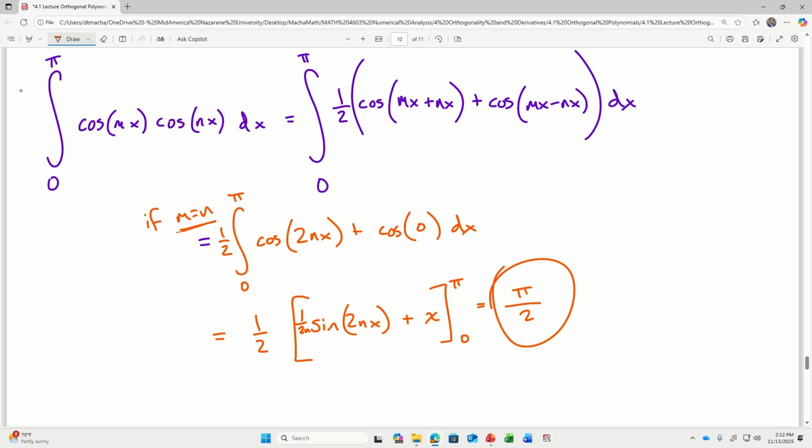If m is equal to n, then this inner product between cosine of mx and cosine of nx is pi over 2 if m is equal to n. But what if m is not equal to n?